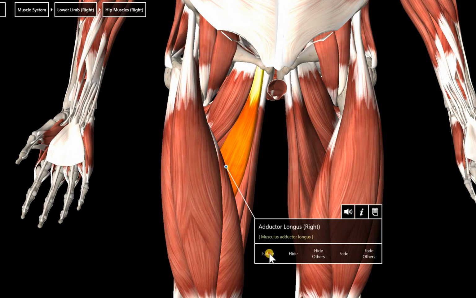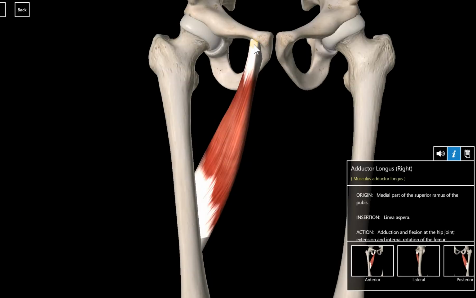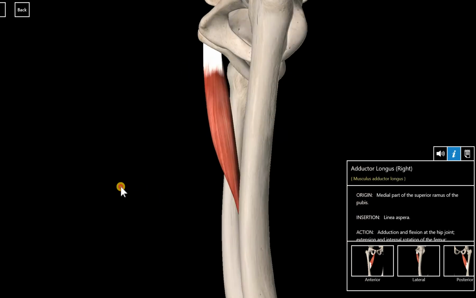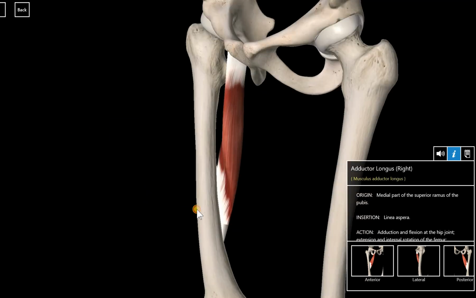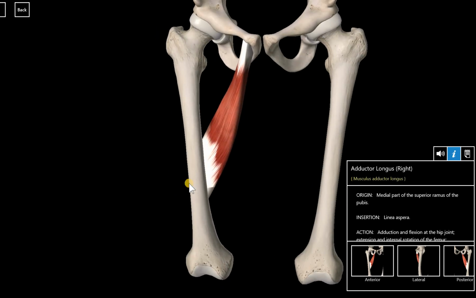Okay, the next one is the adductor longus. Its origin is the pubis and insertion on the posterior aspect of the femur on the linea aspera, about halfway down, so mid-shaft on the femur. Action is going to be adduction, and it's going to help with some extension at the hip as well.